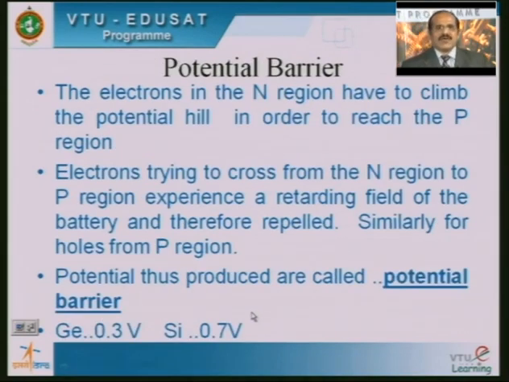Now let us see what the potential barrier is. The electrons in the N region have to climb the potential hill in order to reach the P region. The electrons trying to cross from the N region to the P region experience a retarding field and are therefore repelled. Similarly for the holes from the P region. The potential thus produced is called the potential barrier. The value of the potential barrier is 0.3 volts in the case of germanium, whereas it is 0.7 volts in the case of silicon.